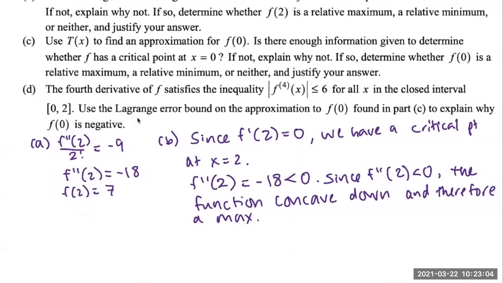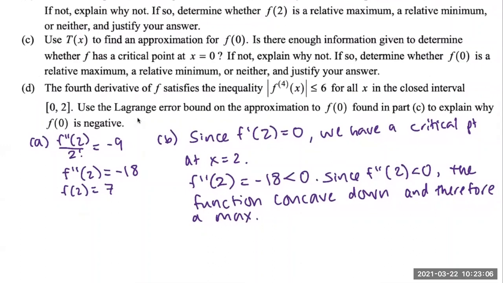So for part C, even though you might not get the entire question correct, you want to make sure that you answer what you can. When you look at part C, you're going to see: use T of X to find the approximation of f of 0. That should be easy. There's nothing but plugging in for that one. Make sure you all do that part.